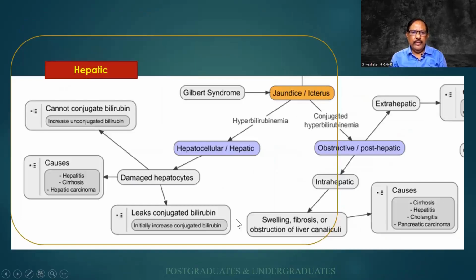Again, another box. After the hemolytic, we have got the hepatic. I have boxed in one. I have outlaid the others. So you find hepatic, it can be hepatocellular, whatever it is. Damage to the hepatocytes. No conjugation is possible, or in some cases, there can be the leakage of the conjugated bilirubin. That can be possible. So it can be Gilbert syndrome over here, or it can be hepatitis, cirrhosis, hepatocellular carcinoma, and so on. So I've got another list with me.